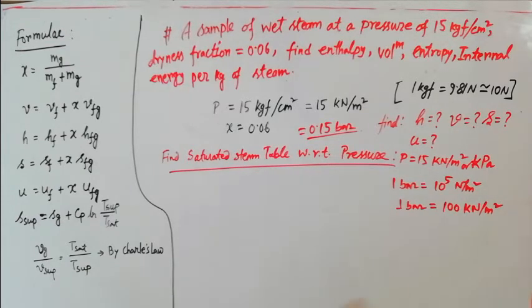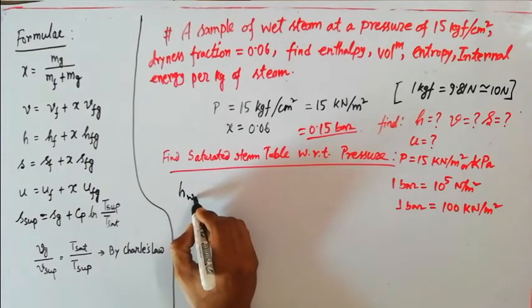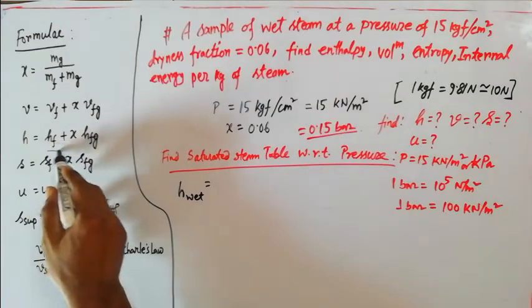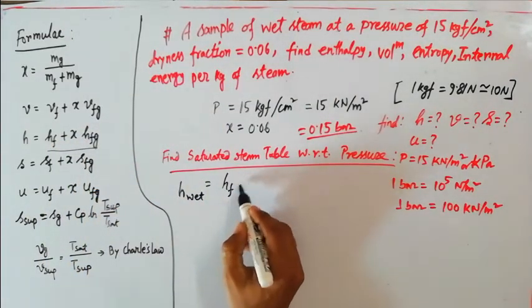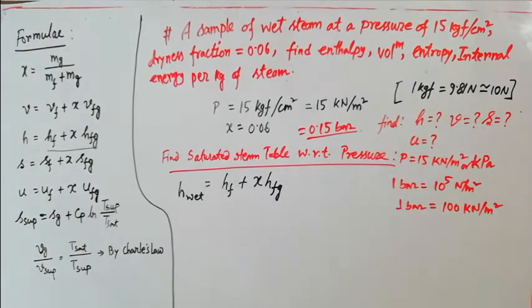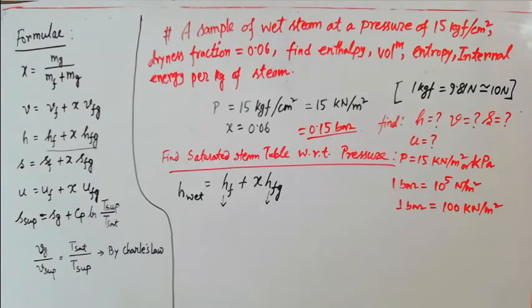While you are going to find the small h, the small h of wet steam, I can write h wet, because that is in wet condition. So h wet can be written with this expression: hf plus x into hfg. That way, the hf value and hfg value should both come from the steam table, and the steam table should be read with respect to 0.15 bar.